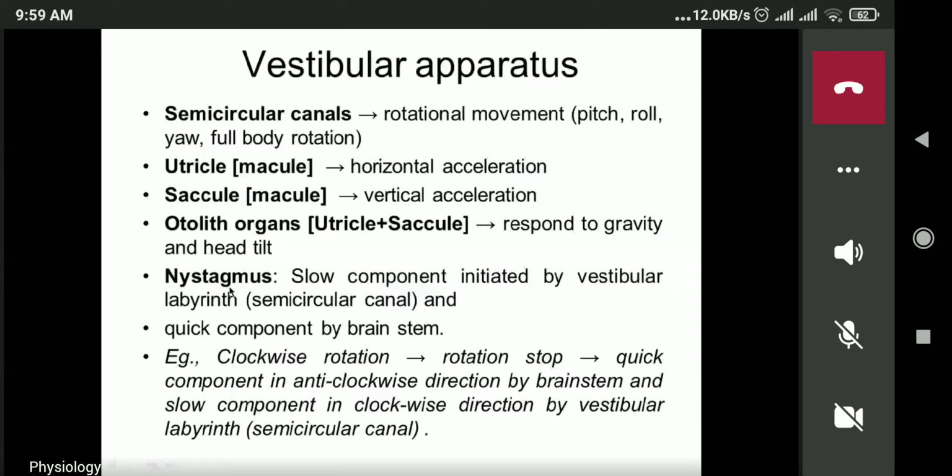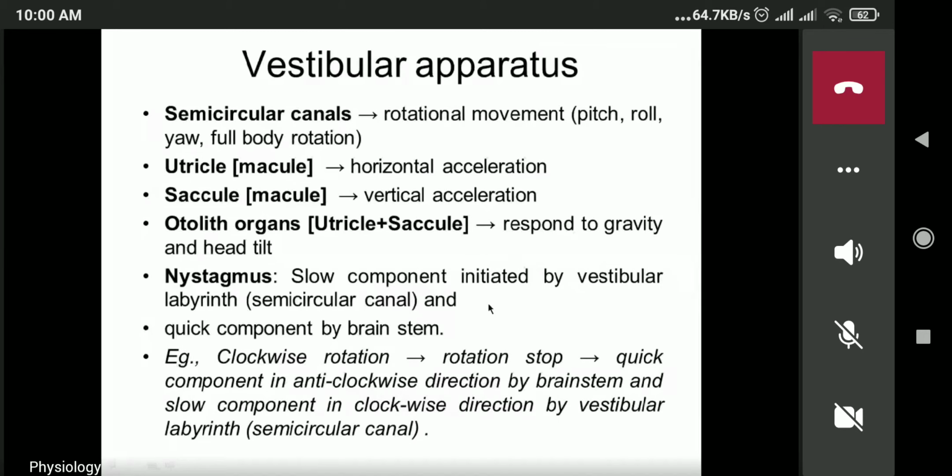Suppose there is clockwise rotation, and after that the rotation stops. The quick component will be in the anti-clockwise direction, by the brainstem, and the slow component in the clockwise direction, by the vestibular labyrinth, that is the semicircular canal.